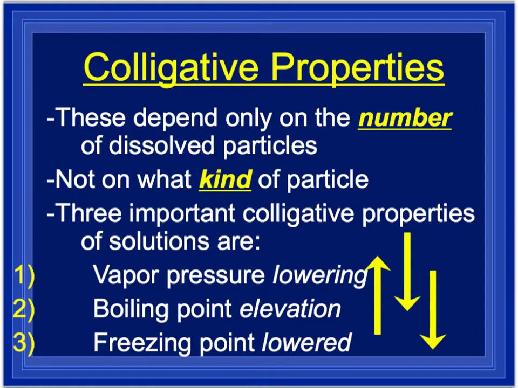So when we talk about colligative properties, we're only talking about the number of dissolved particles. We're not really caring about the kind of particles. And the three important colligative properties that you're going to need to know are vapor pressure lowering, boiling point elevation, so increasing that boiling point, and freezing point lowering.